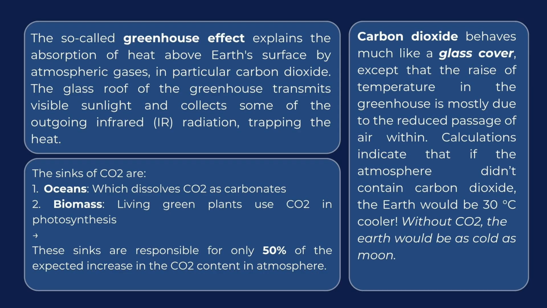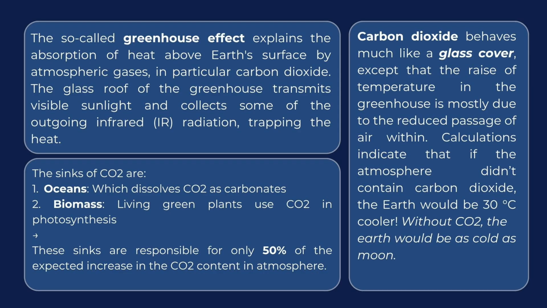Carbon dioxide behaves much like a glass cover, except that the rise of temperature in the greenhouse is mostly due to the reduced passage of air within. Calculations indicate that if the atmosphere did not contain carbon dioxide, the Earth would be about 30 degrees Celsius cooler. In fact, without CO2, the Earth would be as cold as the Moon.